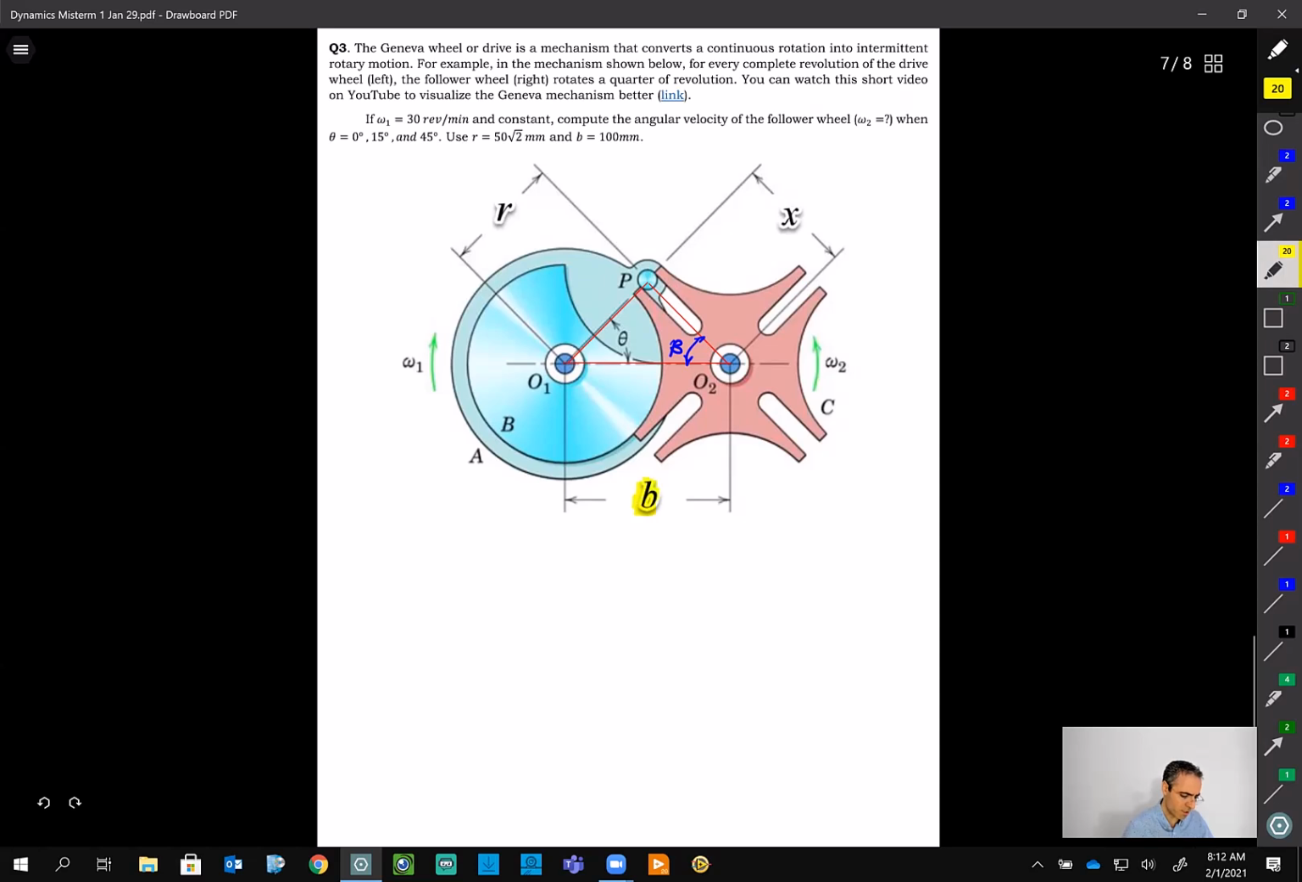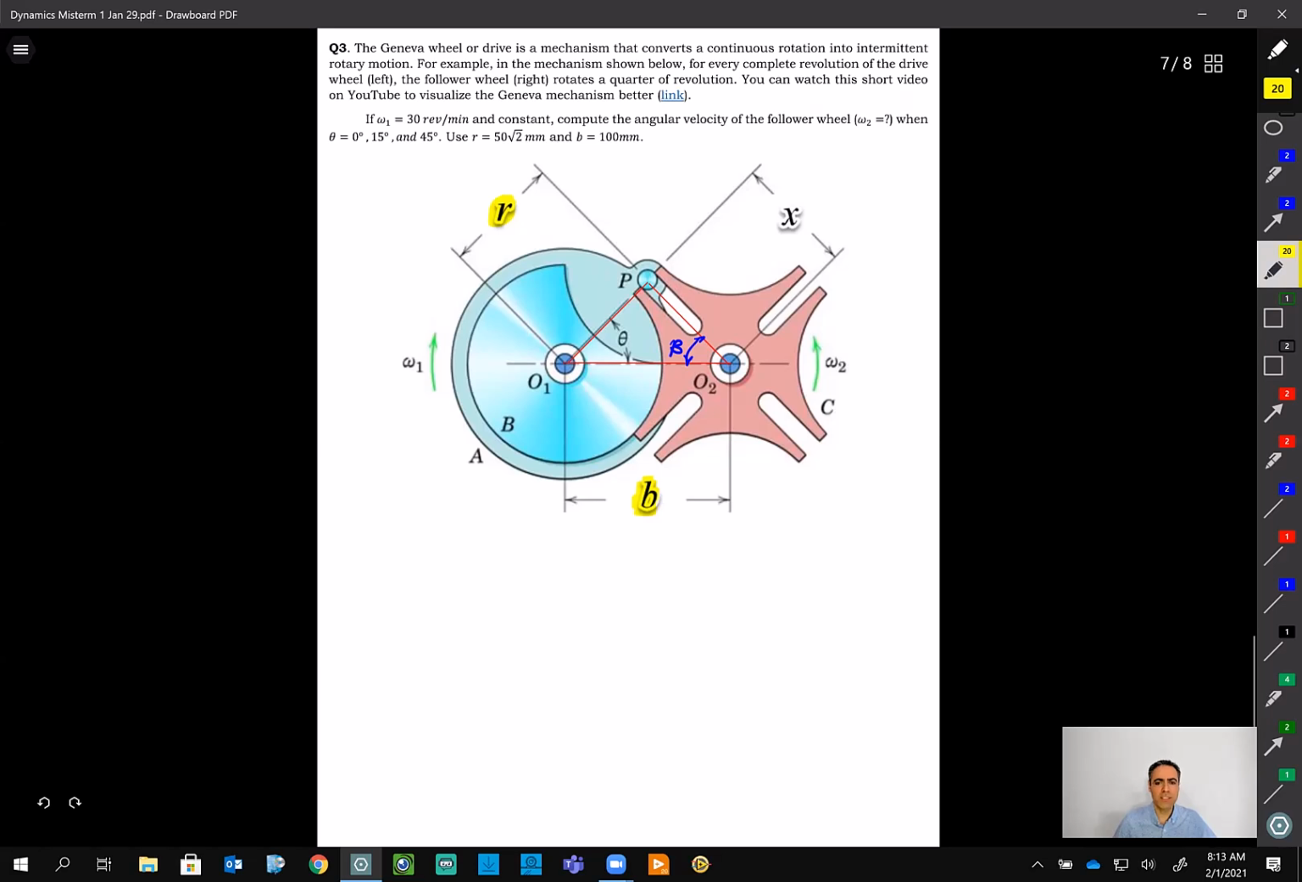B is not changing, right? And also r is not changing, because the distance between this P and O1 is constant. I also put a link for you, maybe some of you watched it during the exam. It was a short link which shows this mechanism. It's a famous mechanism called Geneva wheel. It's used in Geneva watches, or Geneva clocks, maybe that's why they call it Geneva.